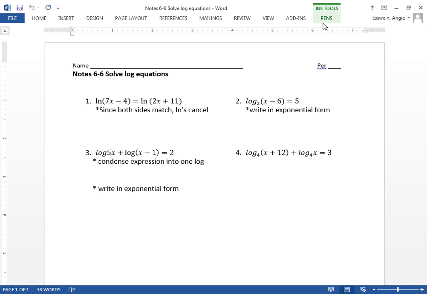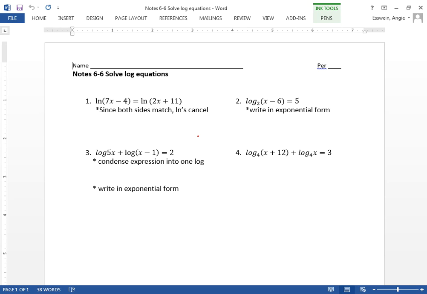Notes on 6-6, solving log equations. Log equations might have log or natural log, but all of the rules, the power rule, the quotient rule, they all work the same. So don't be worried if it says natural log.